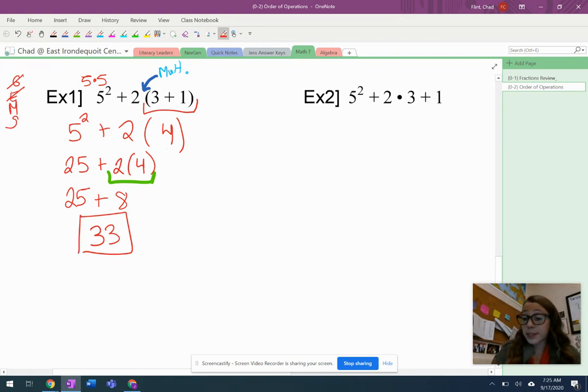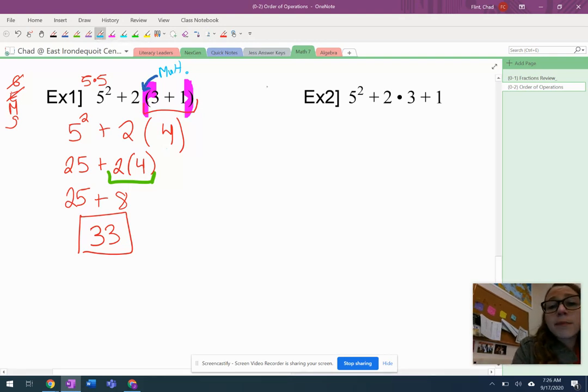Let's see if we'll end up with the same answer for example 2, which looks almost identical to example 1. So the first question I'd be asking you when you're looking at this would be, what do you notice that's different about these? What makes example 1 different from example 2? You can see example 1 has parentheses here, which I'm going to highlight in pink, whereas example 2 does not have any parentheses.